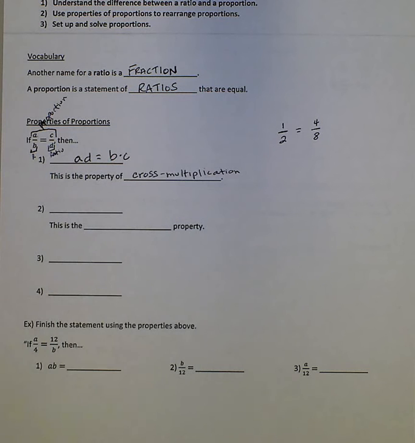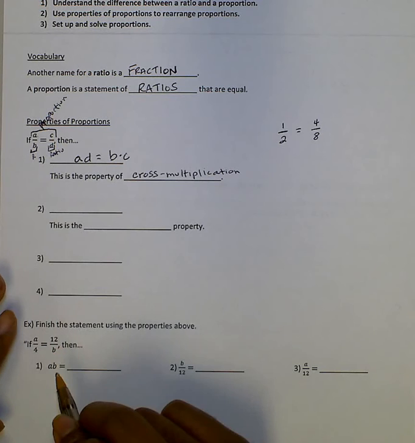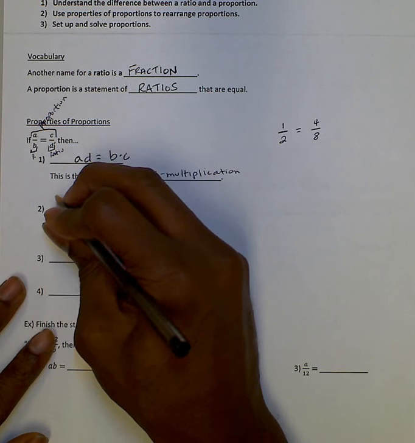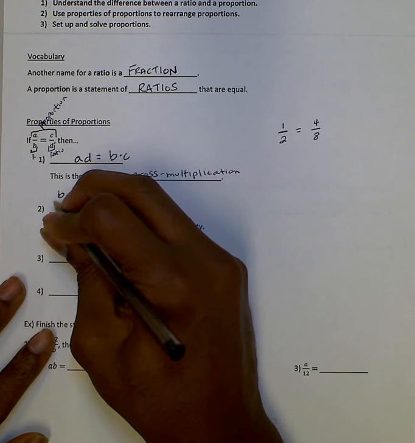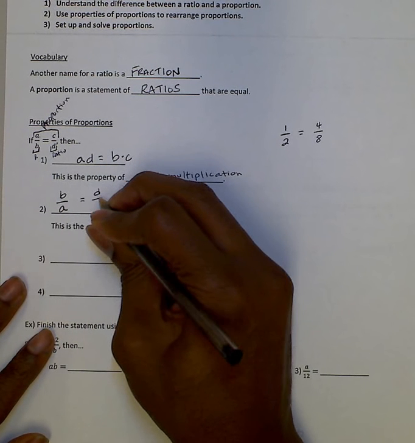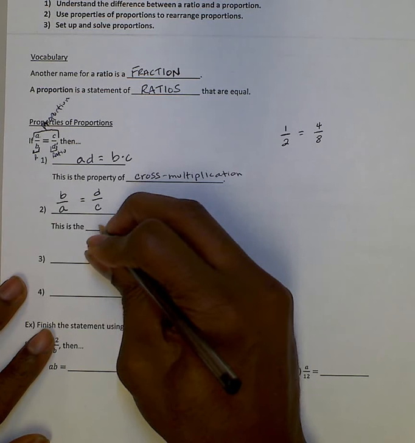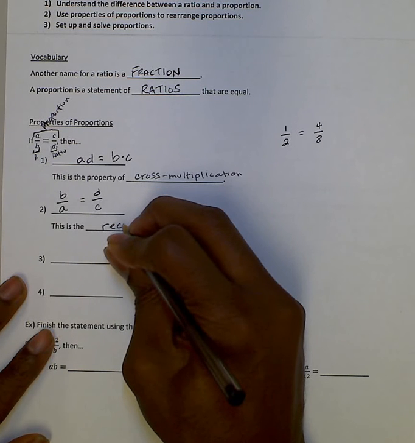Also, if A over B equals C over D, then we can say that B over A equals D over C. This is the reciprocal property.